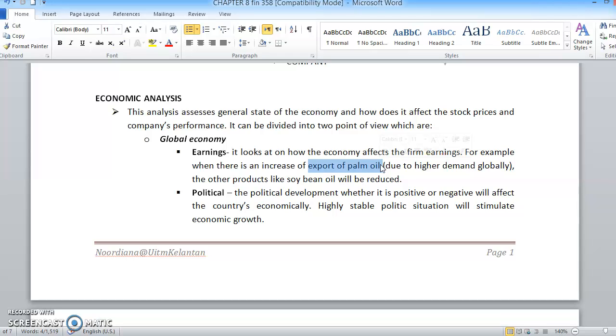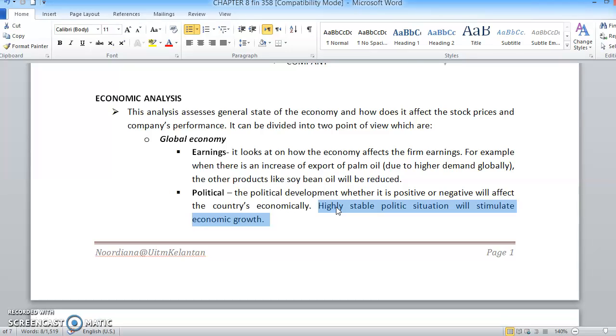Okay, so political. What about political? Political development, whether it is positive or negative, it will affect the country economically, right? So a highly stable political situation will actually stimulate the economic growth. So remember what happens to our country after the PRU 14, right? Our politic is quite unstable. So we are changing governments a few times already, right?